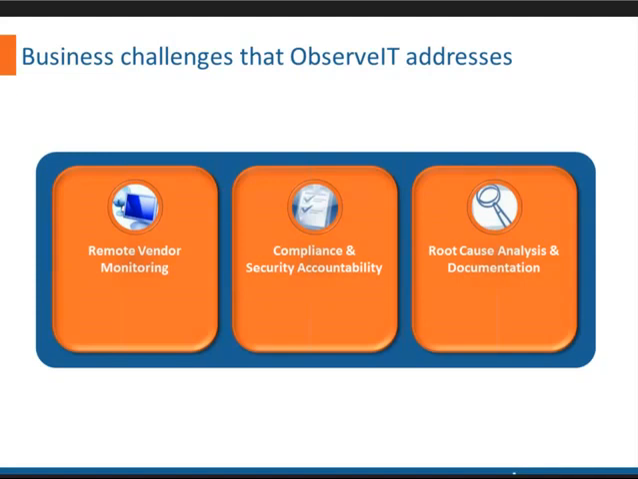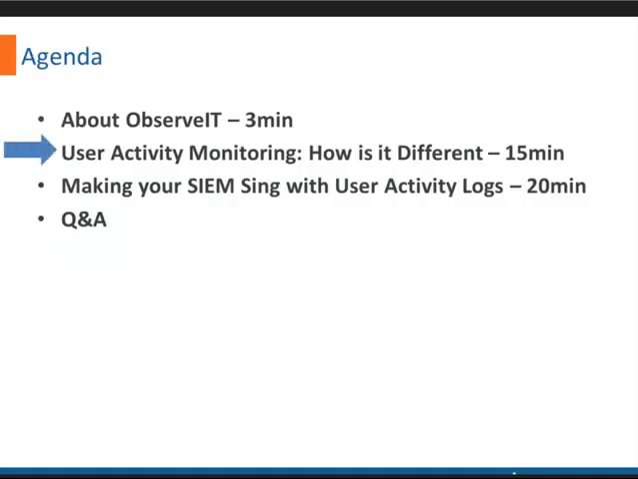And the third purpose is root cause analysis, being able to drill down and document exactly what is taking place on every server in order to find where problems are coming from. So those are the business challenges that Observit is meant to address. Okay, so that was your real quick 3-minute overview about who and what Observit is about, so you can understand a little bit about where I'm coming from. Now let's dive down and understand this thing called user activity monitoring.